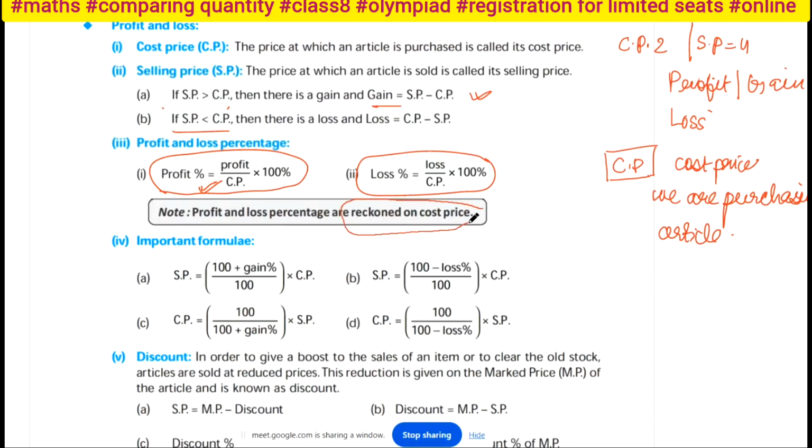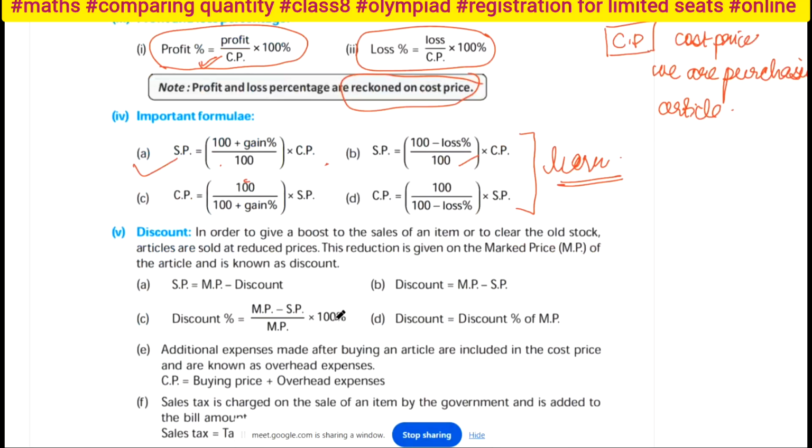Now what will be the formula of selling price? 100 plus gain percent divided by 100 into CP. When it is gain it is plus, when it is loss it is minus. You have to remember this formula, you have to learn this formula better. I will provide you the sheet and you just learn it, but we will be more used to it when we solve the questions, and at that time it will be easier for us.